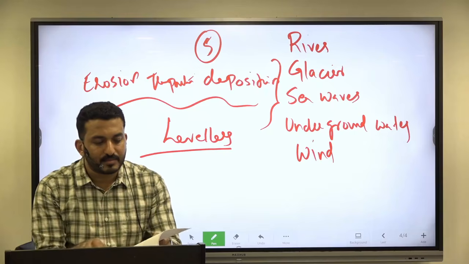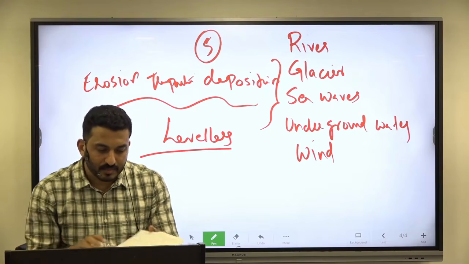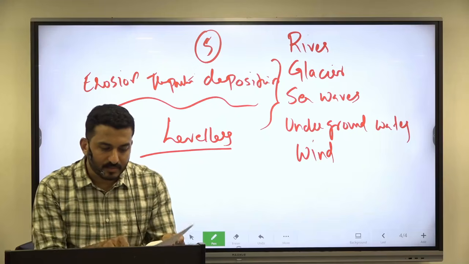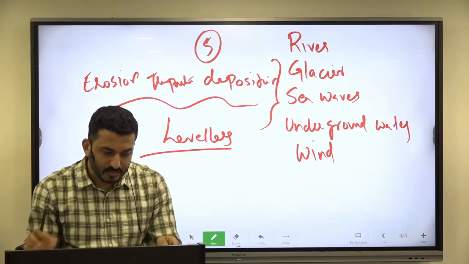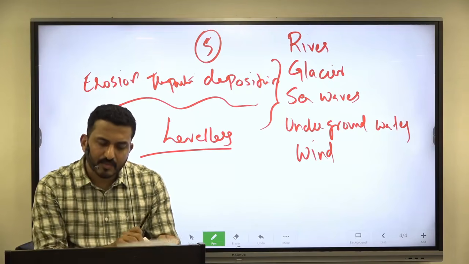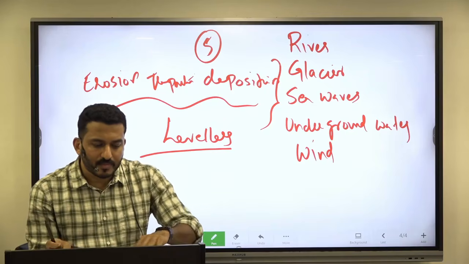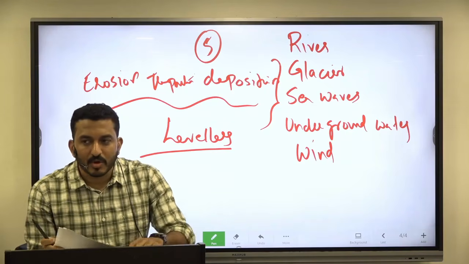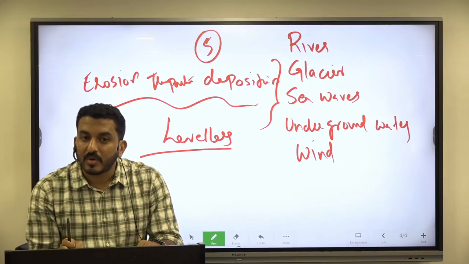Sir, one question. When it comes to the levelers, all of these involve some sort of motion, no? Like river water would flow, sea waves would be moving. But glaciers, do they actually move? And if they move, it's actually a river, no? Glaciers as such, do they move? Movement of glaciers.